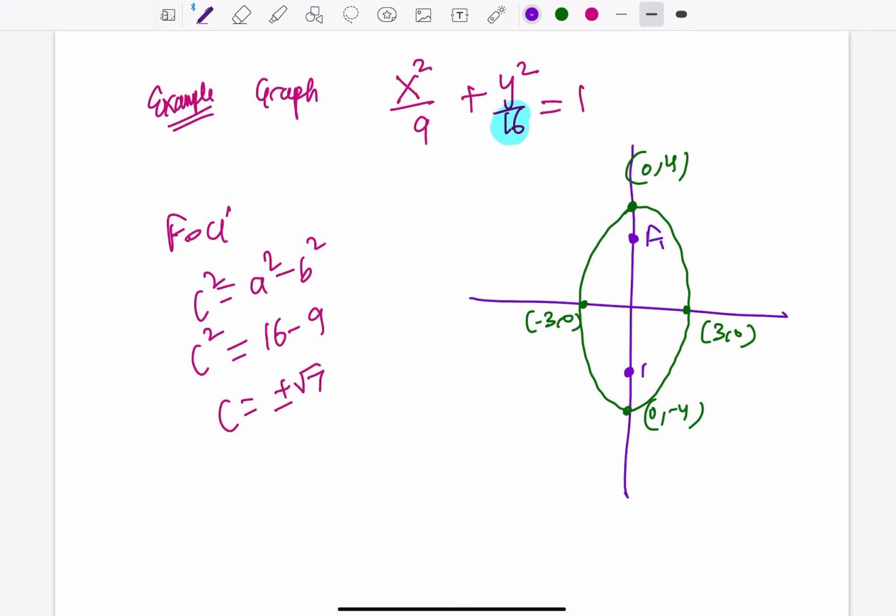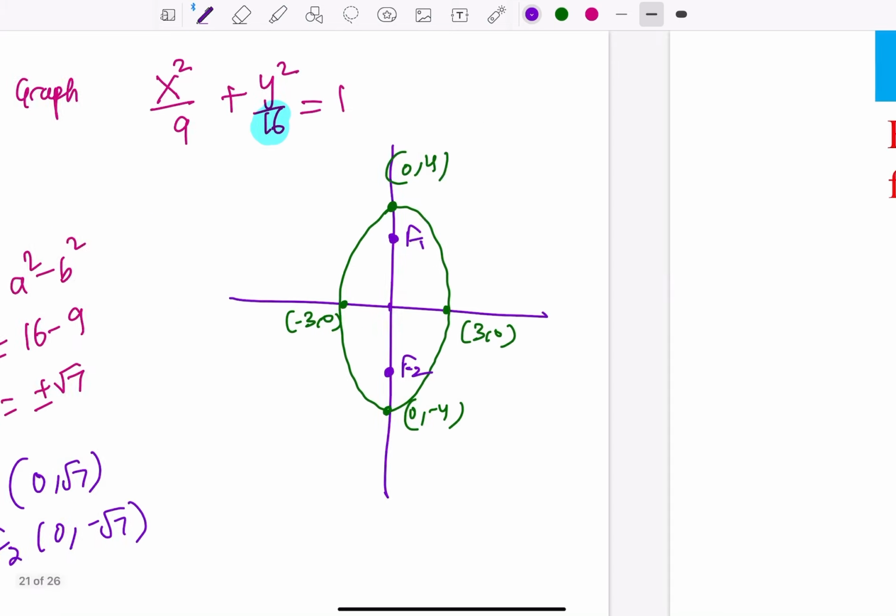So that's F1, F2. I'm going to write the coordinates here. F1 will be 0, root 7. F2 will be 0, negative root 7, because they're along the y-axis. And the center was 0, 0 in this case.